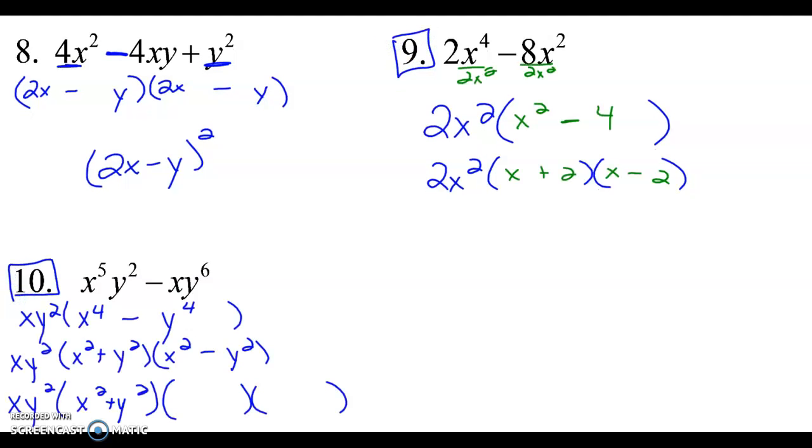All right, number 9. After we take out the 2x squared, we're left with x squared minus 4. And then we can break that apart again. X squared, we can break apart x and x. 4, 2 and 2. Difference of squares, one plus, one minus.